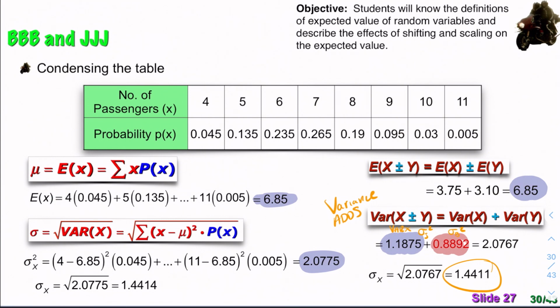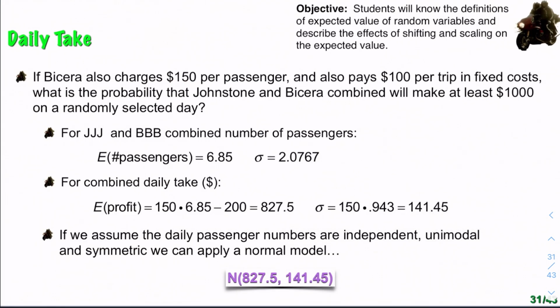So combining their businesses, we expect 6.85 passengers on a randomly selected day with a standard deviation of 2.07 passengers. Now, if Becerra also charges $150 per passenger and also pays $100 per trip in fixed costs, now they're both charging $150 per passenger, and now it costs each business $100, so we're losing $100 in cost per trip. I want to find the net profit.